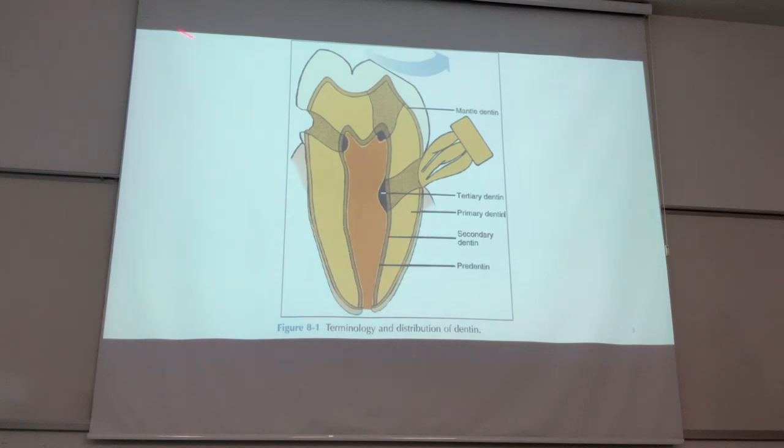Again, here you can see the mantle dentin, primary dentin, secondary dentin, and what is this? Here we have tertiary dentin.